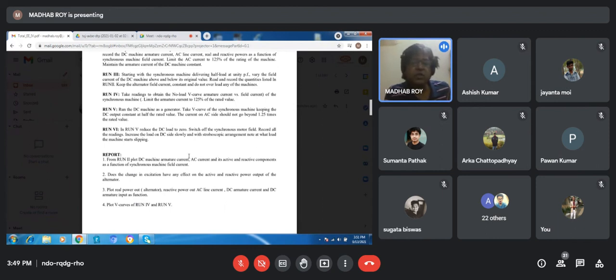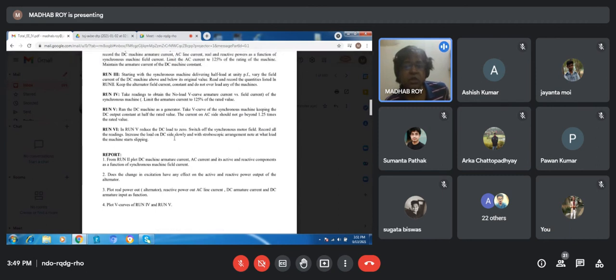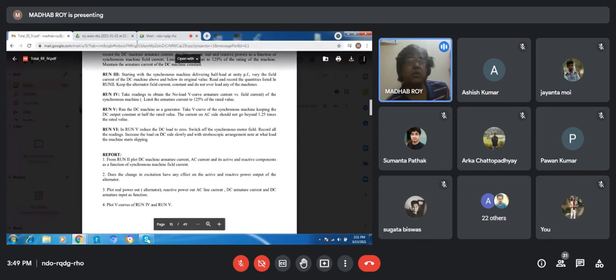Okay, so that means we are going for no load, and then switch off the synchronous motor field current and record all the readings. Increase the load on DC side slowly with the stroboscopy arrangement. Note at what load the machine starts slipping. So now we go for the diagram here.